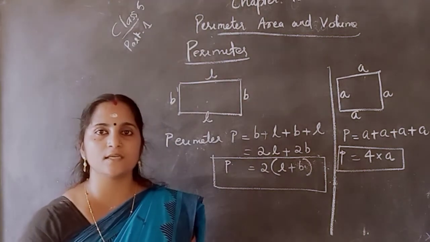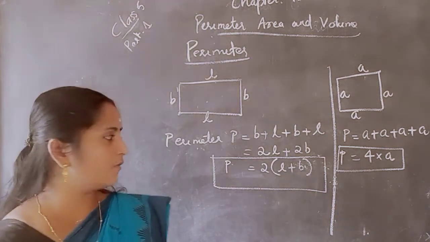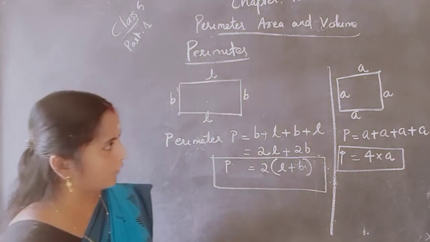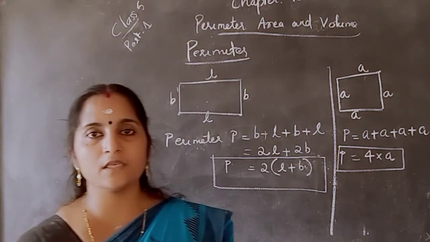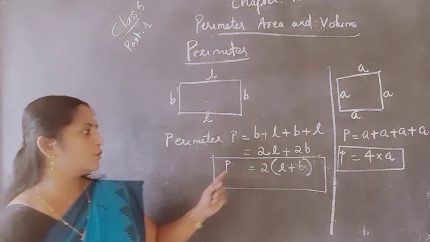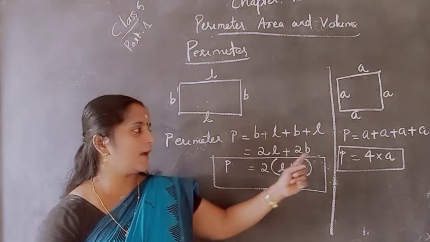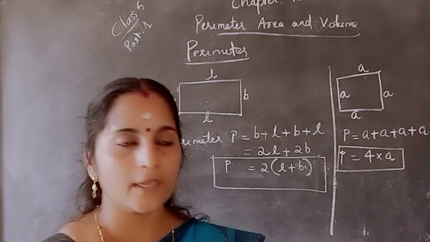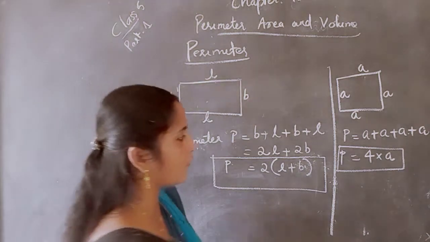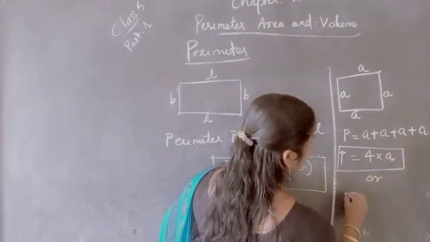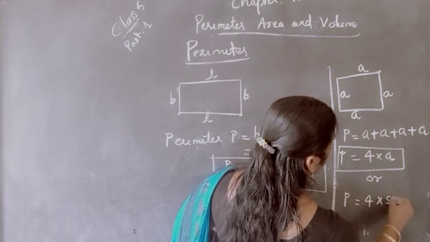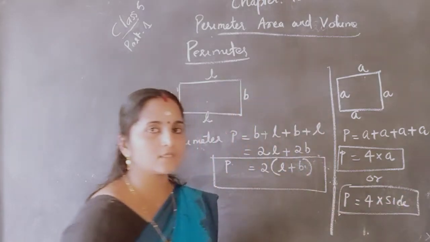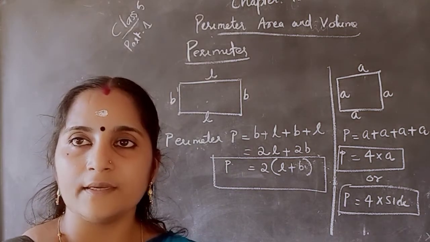Thus we discussed the perimeter of a rectangle and the perimeter of a square. Perimeter of a rectangle is equal to 2 into L plus B, and perimeter of a square is equal to 4 into A, or we can write it as 4 into side. No problem. Perimeter is equal to 4 into side. This is also correct.